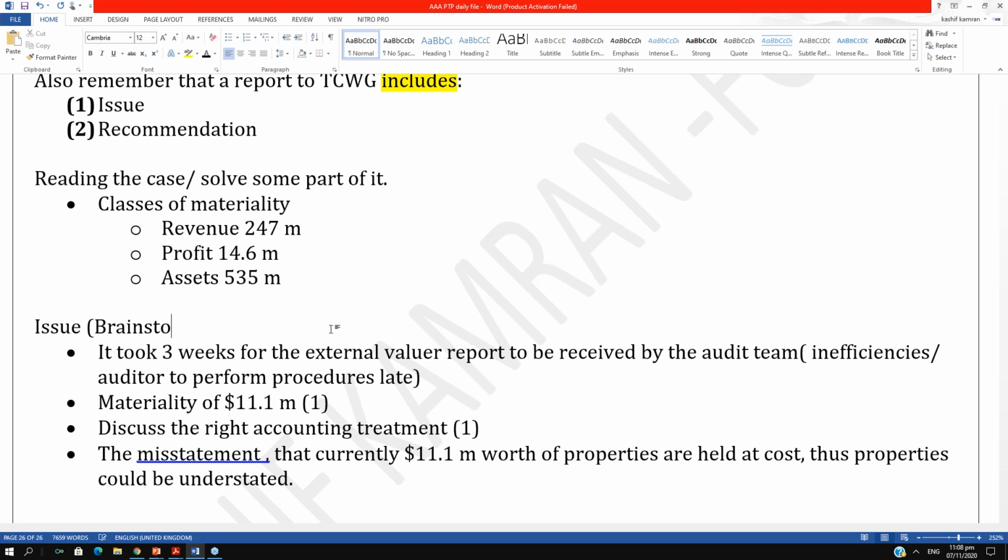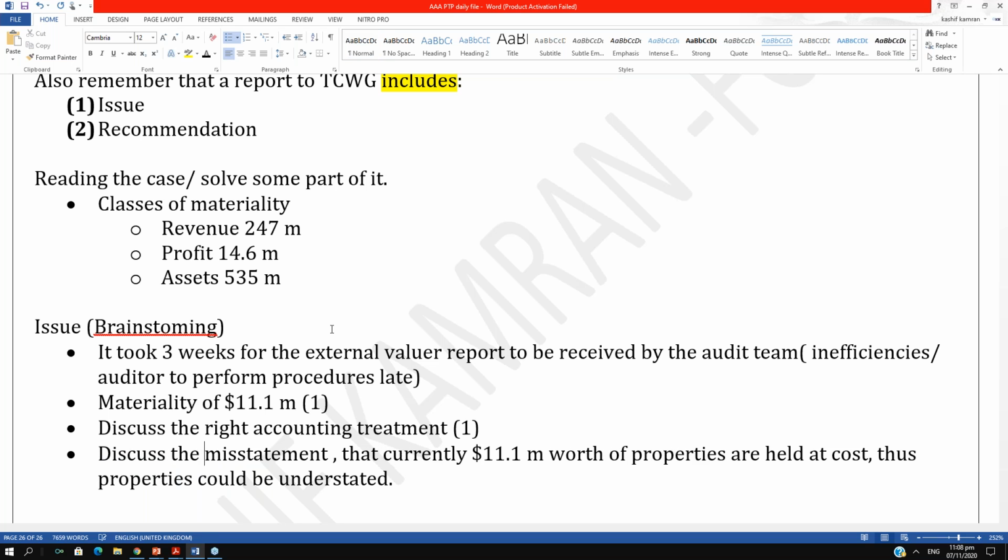you need to write the answer in paragraph form with headings. I'm just doing the bullets to give you an idea of the problems, right? I'm giving you ideas for the 15 marks. So it took 3 weeks as the first problem. You have to put a paragraph for this. The second problem is the properties. $11.1 million is the materiality. Discuss the right accounting treatment with management and the misstatement. Discuss the misstatement that currently 11.1 million worth of properties are held at cost. Thus, properties are understated. Am I right?